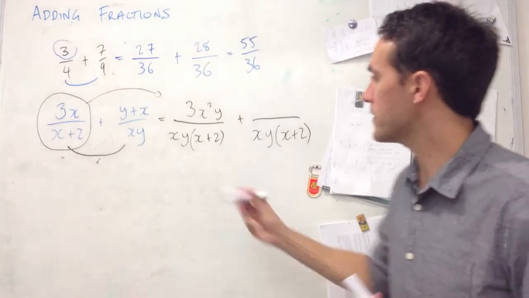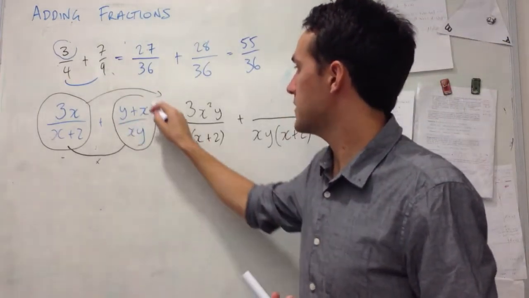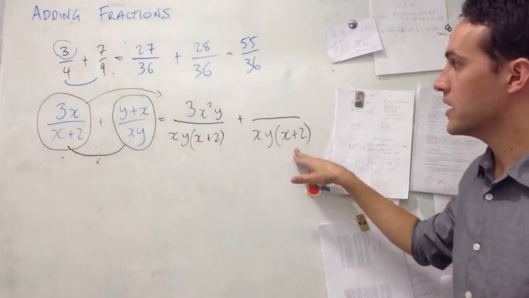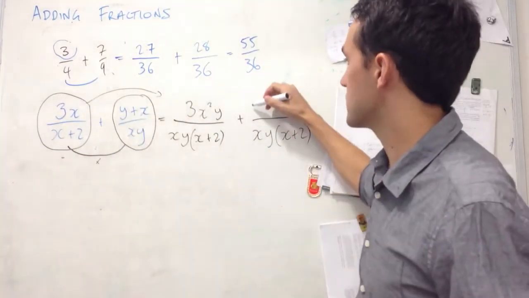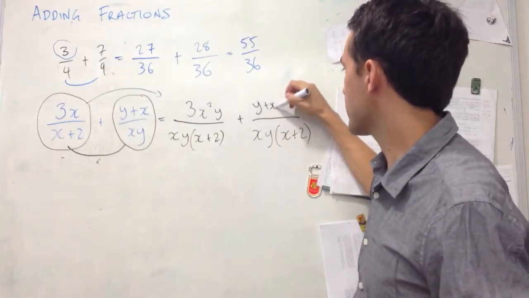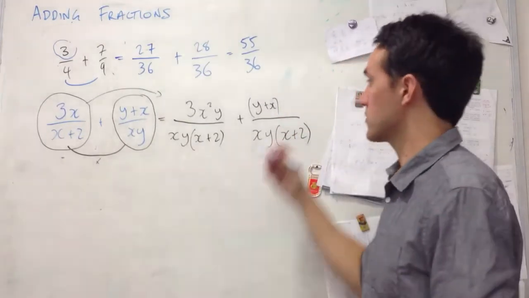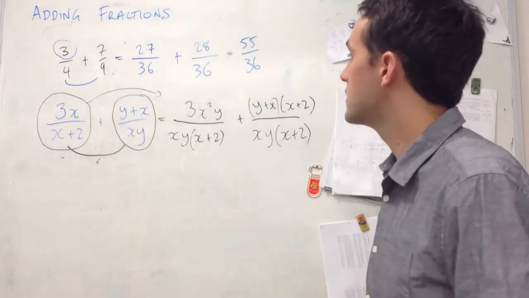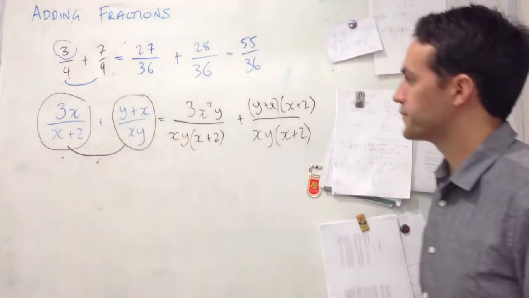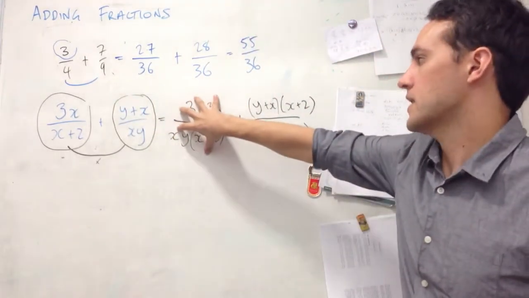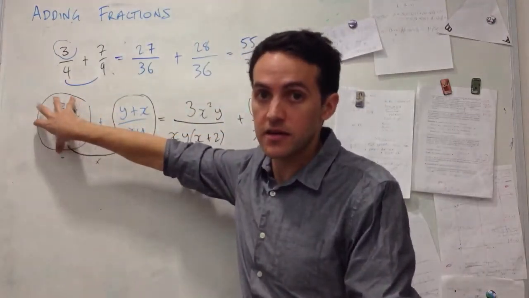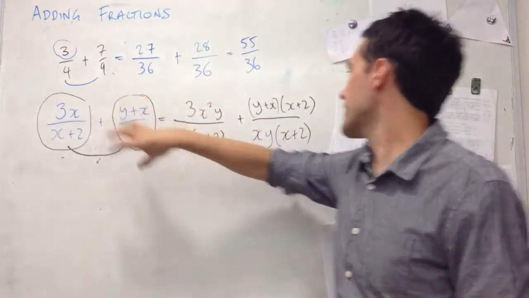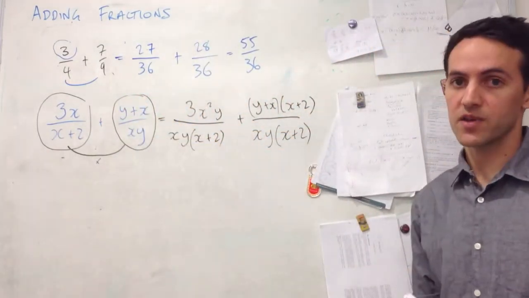Now, for this fraction here, I've multiplied the bottom by x plus 2, so I need to multiply the top by x plus 2. So I'm going to have y plus x multiplying, remember to include the brackets, x plus 2. And so this fraction here is equivalent to this fraction, it's just multiplied through by xy, and this fraction here is equivalent to this fraction, it's just multiplied through by x plus 2.